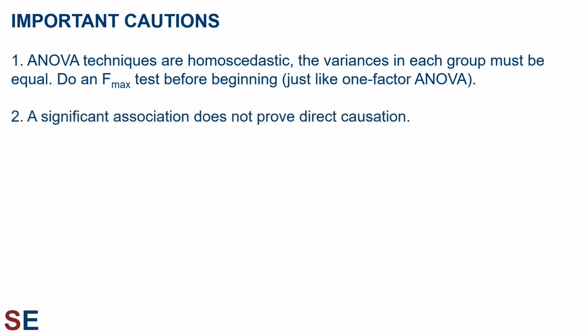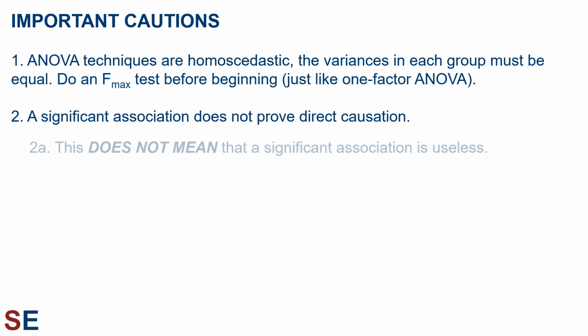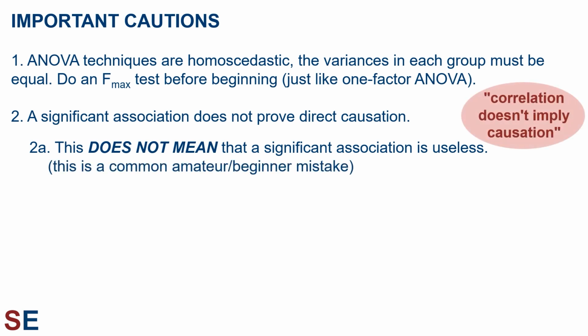Second, a significant association or relationship between factors and the means of groups does not prove direct causation. Importantly, this does not mean that a significant association is useless. There's a well-known line that correlation doesn't imply causation, but it's a common amateur or beginner mistake to interpret this to mean that significant associations don't show anything. A significant association or relationship doesn't prove causation, but it does show that something interesting is going on that connects the factors and means in some way.